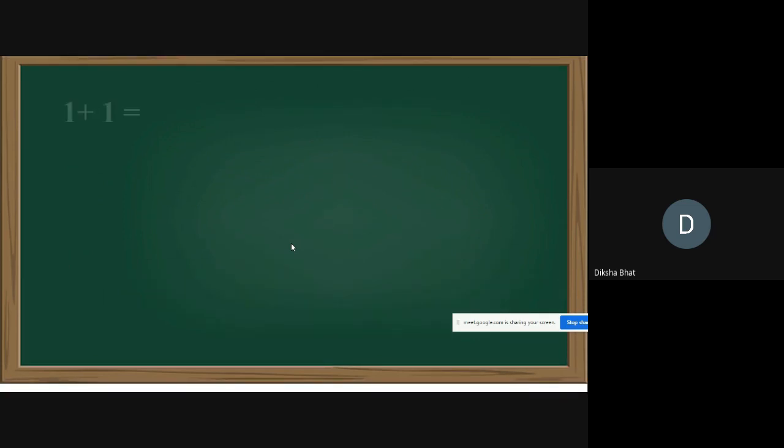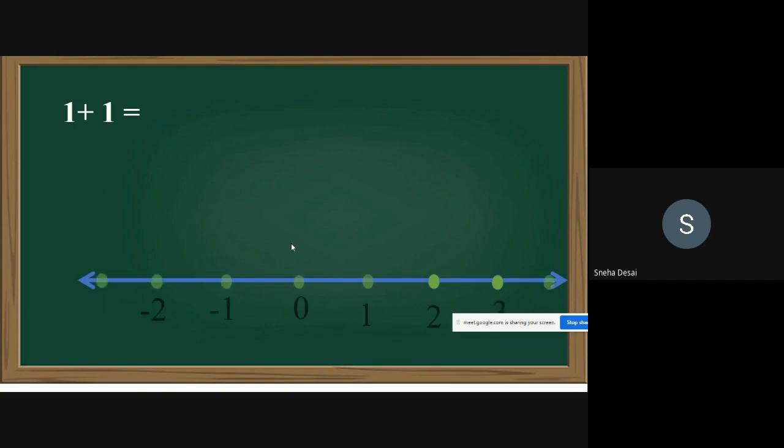Let us solve one more problem. 1 plus 1. Which is the first step? To draw a number line and plot the numbers on the number line. Yes, very good. After that, we mark the first integer, that is 1. After that, we move 1 place from +1. Correct. Where do we reach? +2. Yes. So 1 plus 1 is 2.